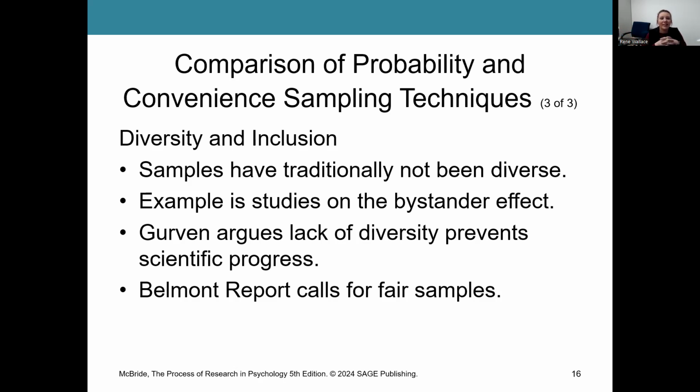And so, can we say that college age students are reflective of the entire population when we're coming up with all of these results and answers and ways to apply it? That's not very diverse, right? We also have a lot of studies on the bystander effect, right? I watched the Hawthorne thing in the last video. And so Gervin says that because we have a lack of diversity in a lot of our past studies, it's preventing scientific progress because we don't have the entire population in our samples, right?